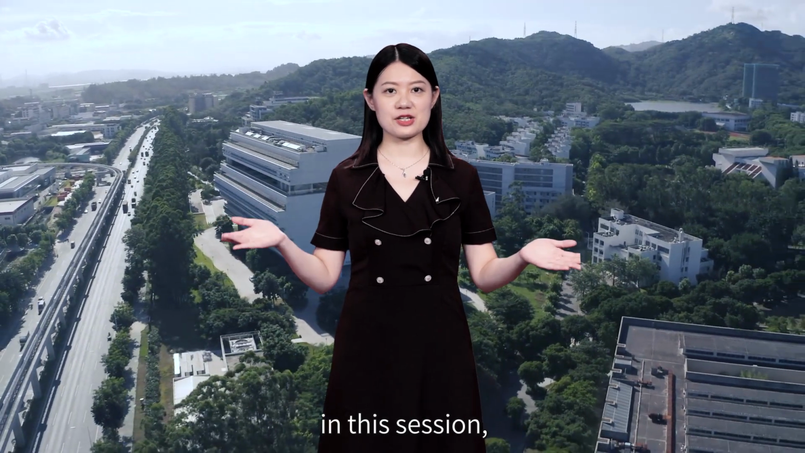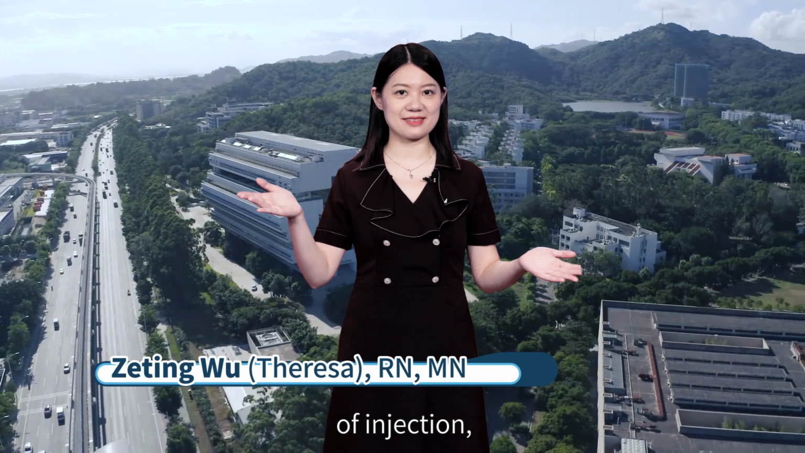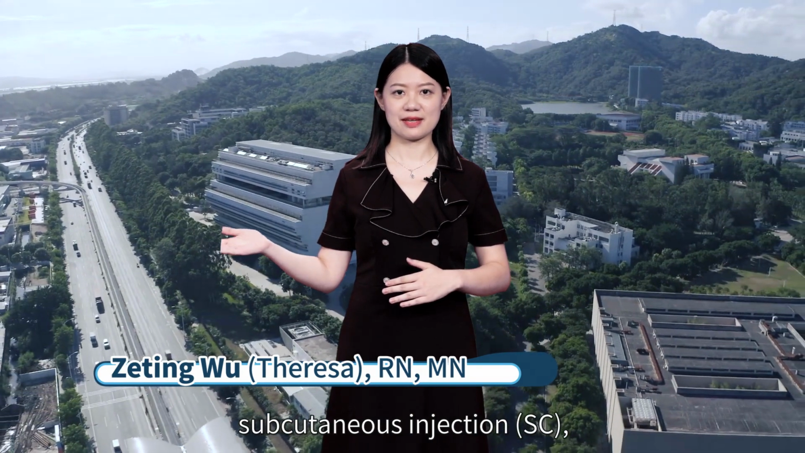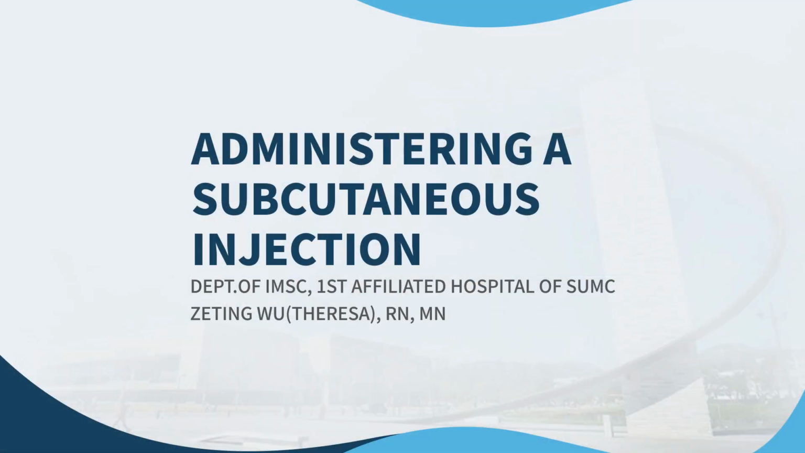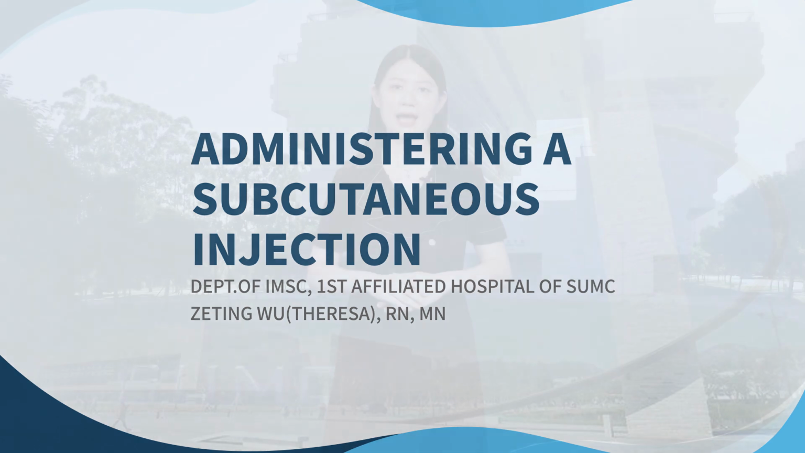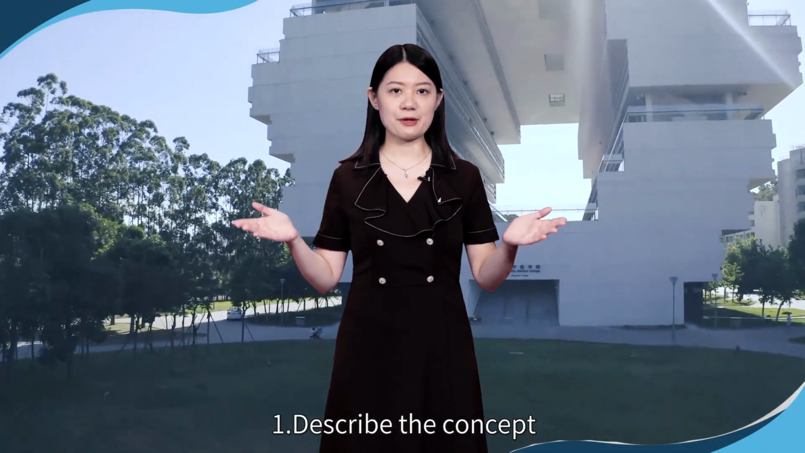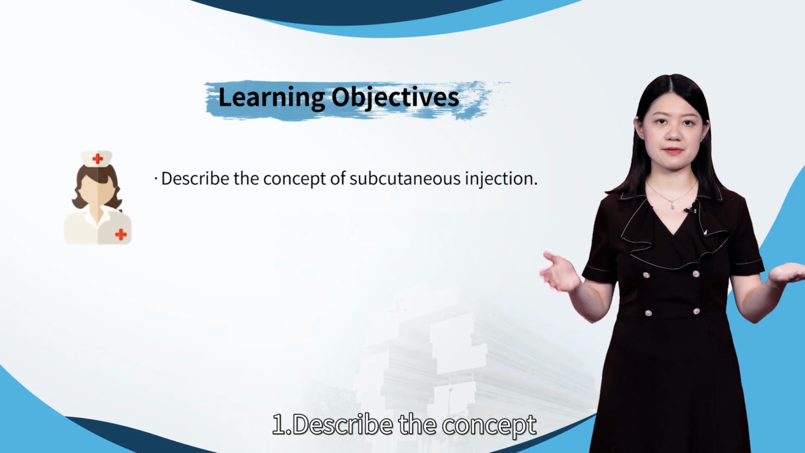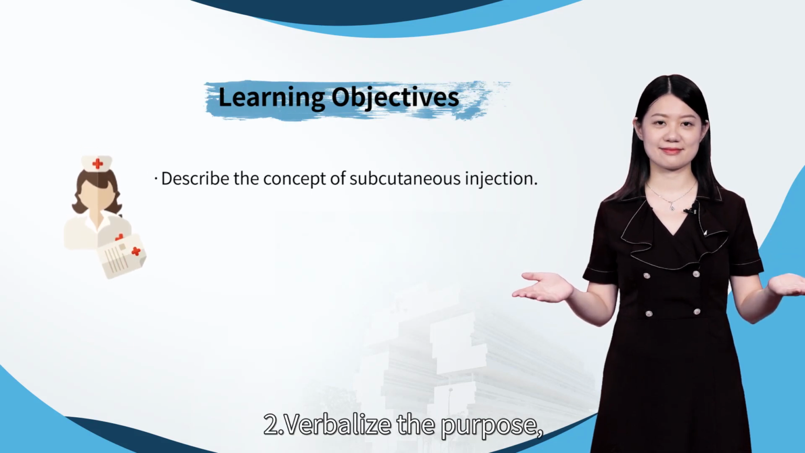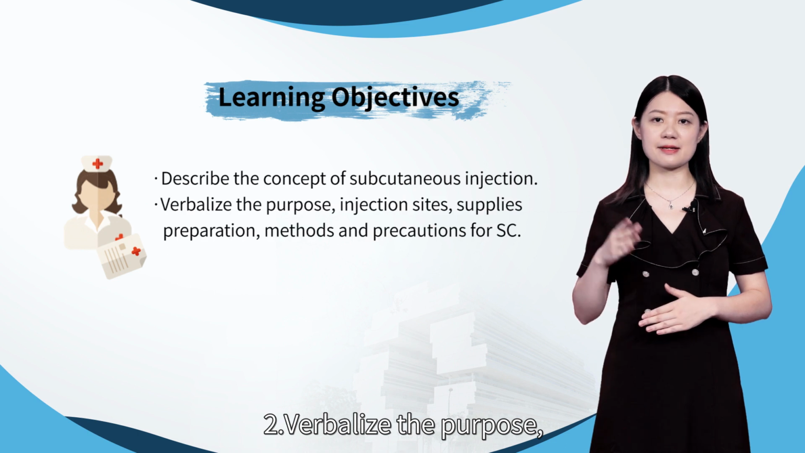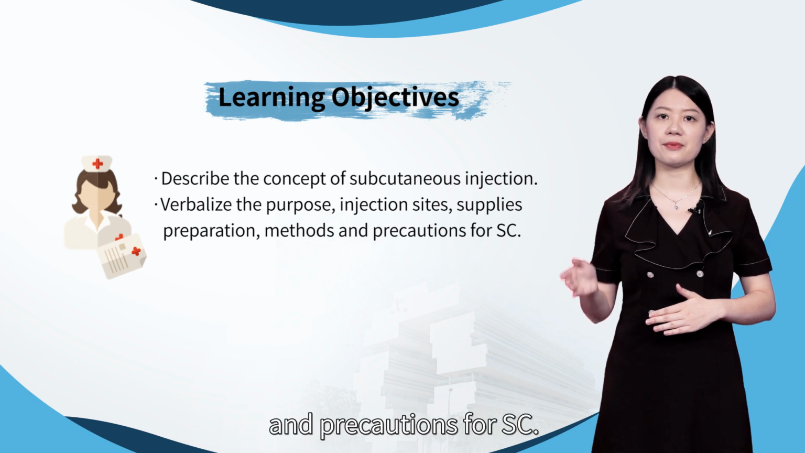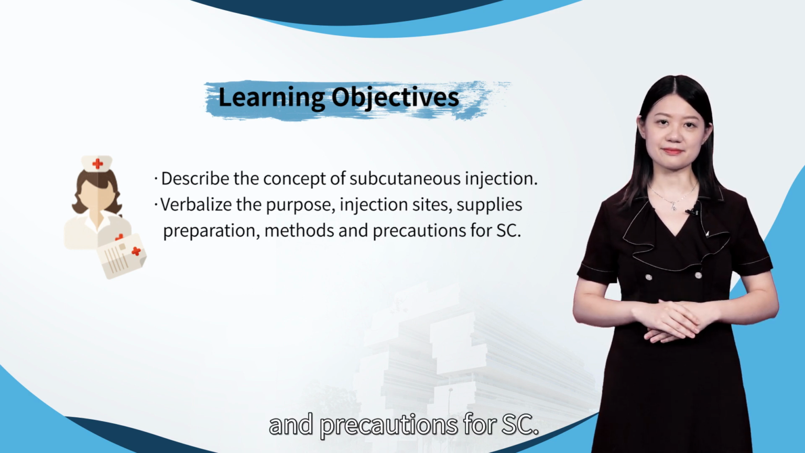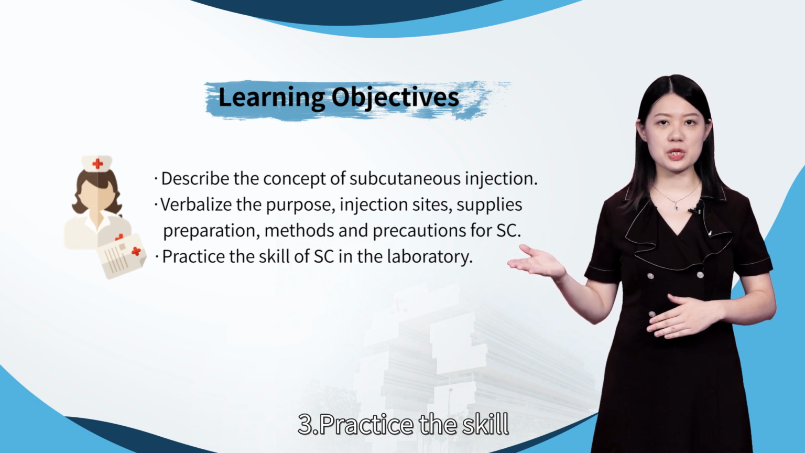Everyone! In this section, we'll discuss another route of injection, subcutaneous injection, SC, which is also called hypodermic injection. By the end of this section, you should be able to: first, describe the concept of subcutaneous injection; second, verbalize the purpose, injection sites, supplies preparation, methods and precautions for SC; third, practice the skill of SC in the laboratory.